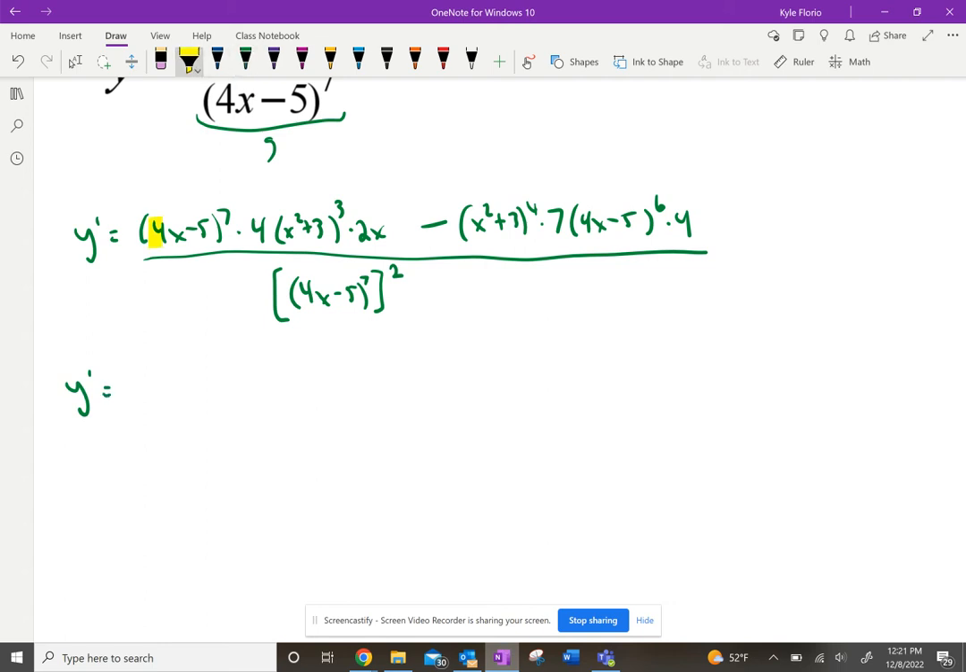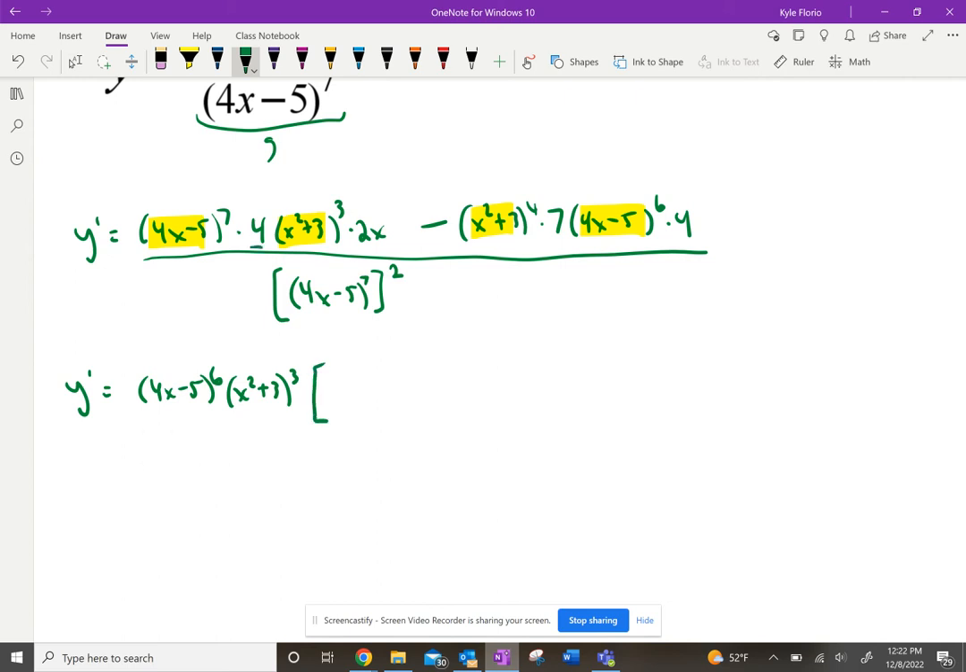Now, factoring out again, they both have a 4x minus 5. The lowest exponent is 6. So I'm going to take out 4x minus 5 to the 6th. They both have an x squared plus 3, so we're going to factor that out. The lowest exponent is 3. So those are my factors.